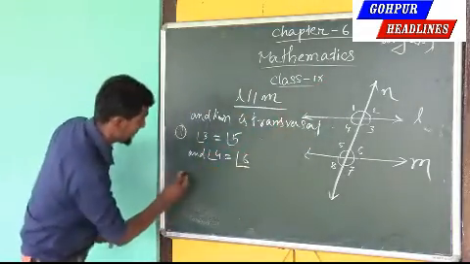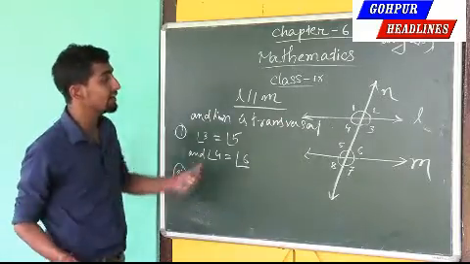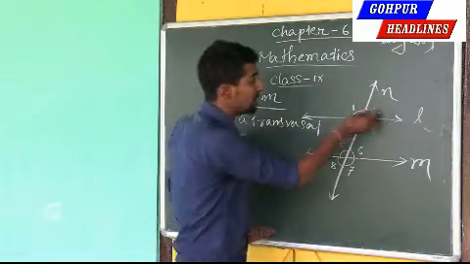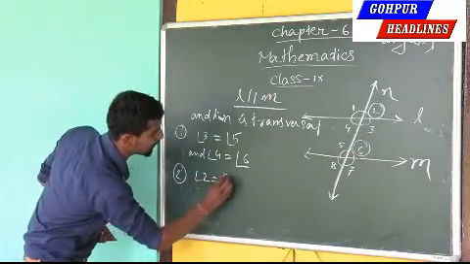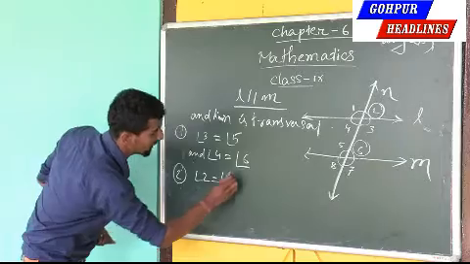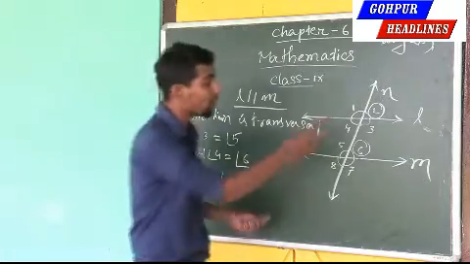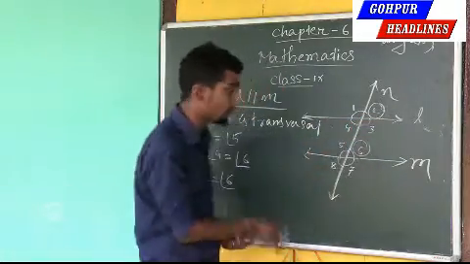Then the second condition is that the corresponding angles are equal. Suppose angle 2 and angle 6, angle 2 is equal to angle 6. So angle 2 and angle 6, these two are the corresponding angles.